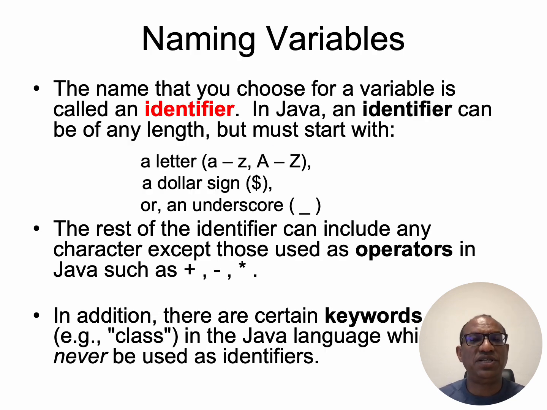The name of a variable is called an identifier. Java has specific rules for naming variables. The first character must be a letter, A to Z, in lowercase or uppercase, a dollar sign, or an underscore. The rest can be letters, numbers, or underscores, but cannot include special symbols like the plus sign for addition, minus or hyphen, or asterisk, which is for multiplication. Java keywords like class, public, int cannot be used as variable names.